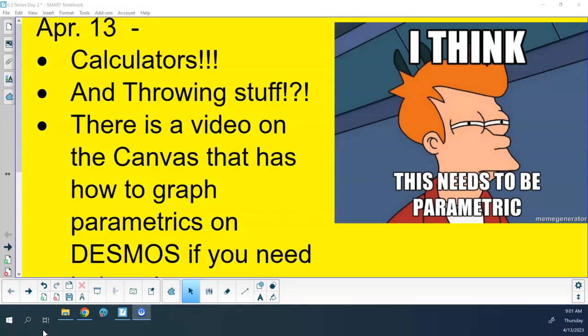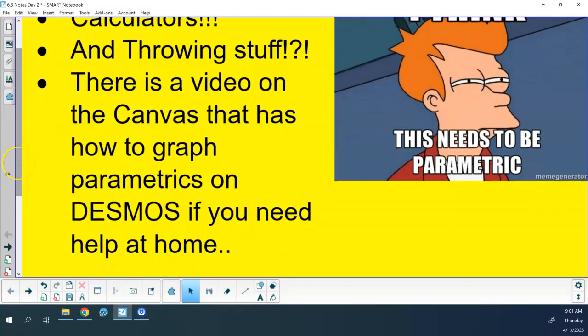And just so that you are aware, I have posted a video on Canvas that shows you how to graph these functions on Desmos, if you're working on them at home and you don't have a graphing calculator. But we are not gonna teach you how to do it on Desmos, that's for your FYI. We're gonna teach you how to do it on the calculator, because when you get to an assessment a week from today, that's what you're gonna be able to use.